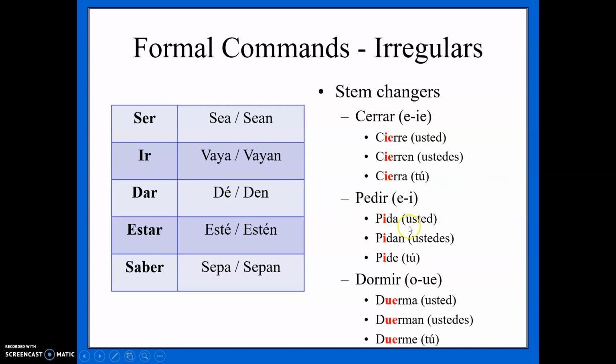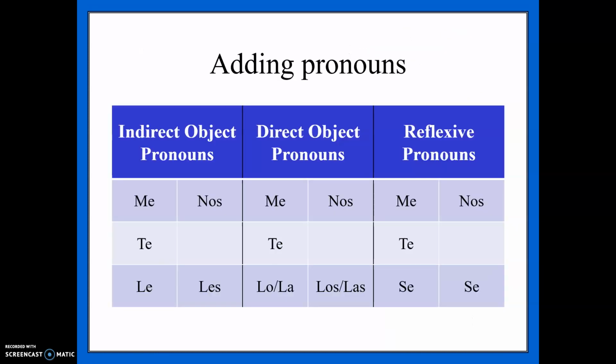Pedir is an E to I, so this E changes to an I as we see here. Dormir is an O to UE. And they all follow the same pattern. So just keep those types of irregulars in mind when you're thinking of formal and informal commands.